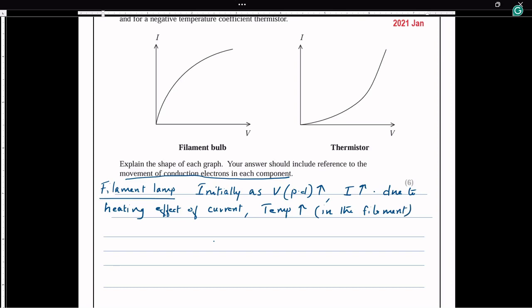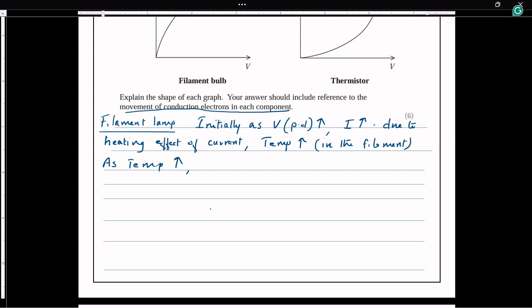So now what is happening as the temperature increases? As temperature increases, the vibration of the lattice ions or atoms increases. When this vibration of the lattice ions increases, it is difficult for the conduction electrons to move through the lattice ions, because as the vibration increases, the rate of collision of the electrons with these oscillating ions or atoms increases.